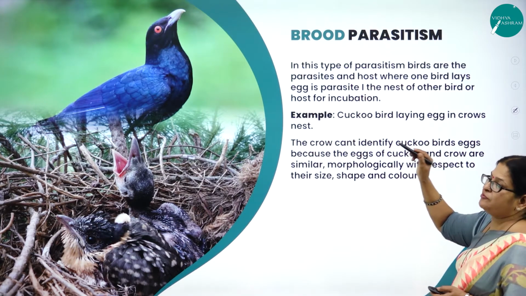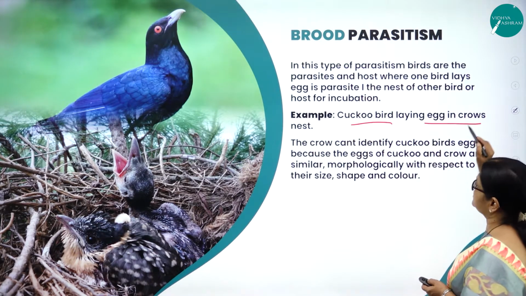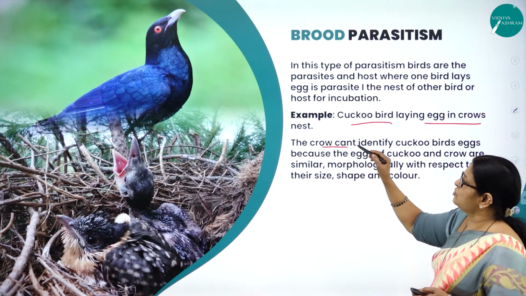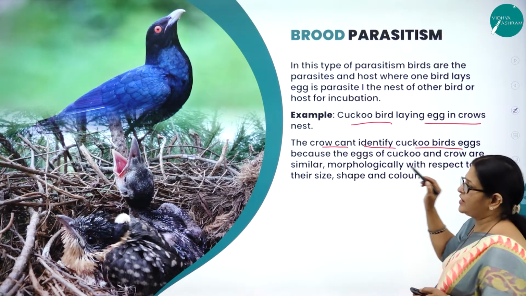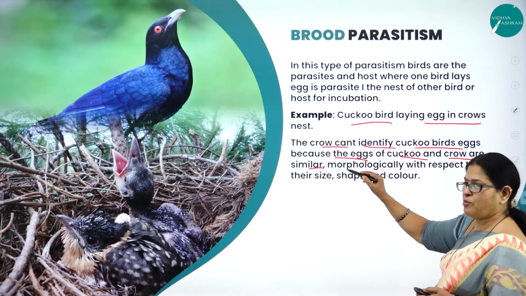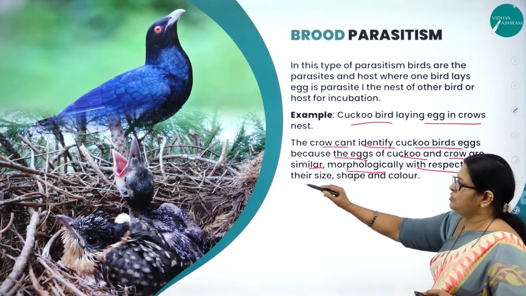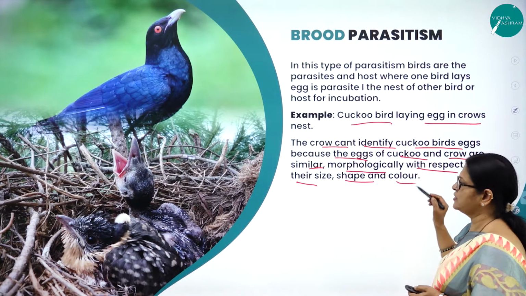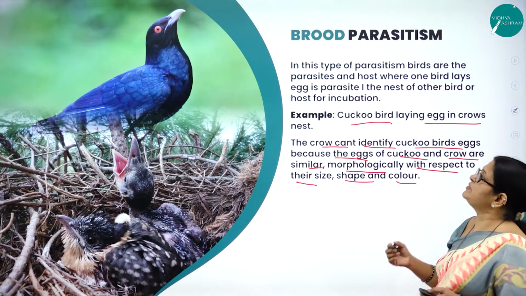So what is the example for brood parasitism? Cuckoo bird laying eggs in the crow's nest. Why? The crow can't identify the cuckoo bird's eggs because the eggs of the cuckoo and the crow are similar morphologically with respect to their size, shape and color. That is the reason why it will mistake them.